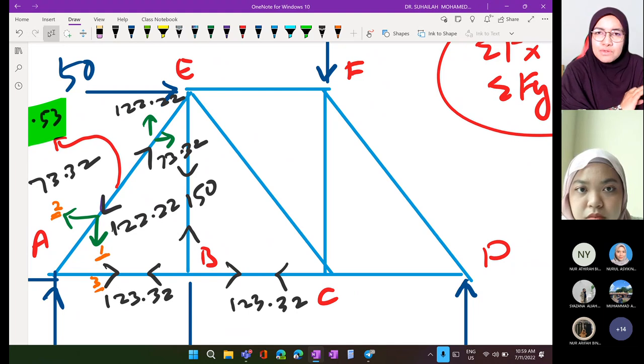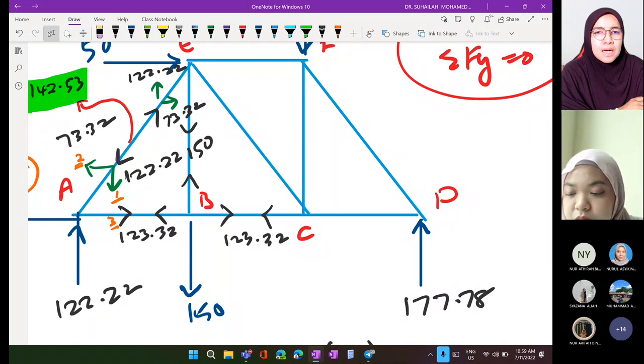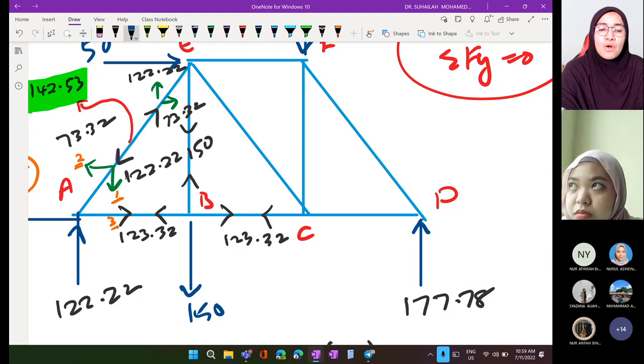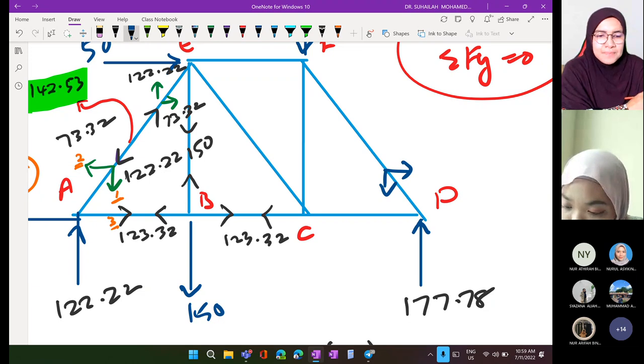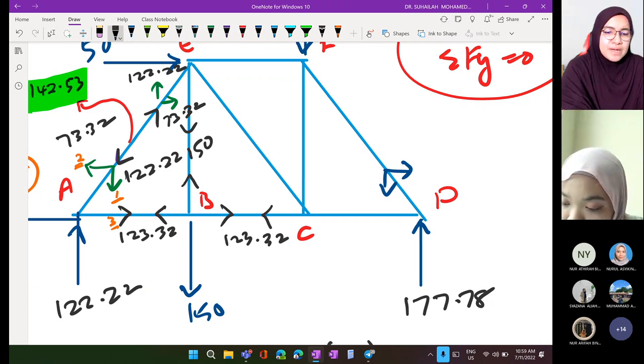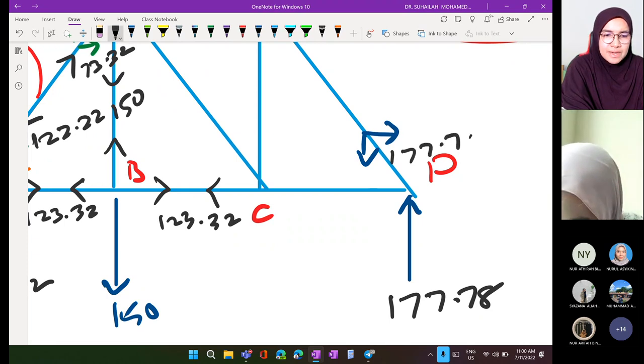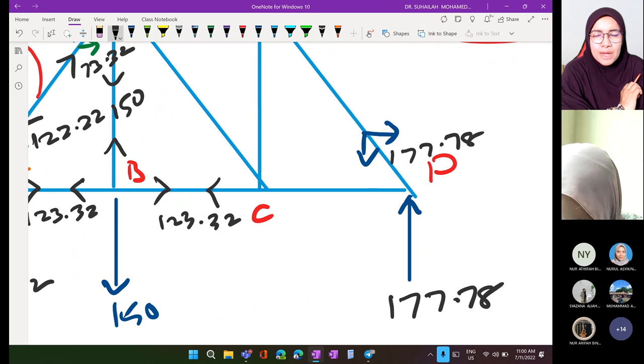Okay, now we move to join D. We move to join D because D sama macam A condition dia. Okay, sama macam A, kita nak balance. So, nak balance ni. Okay, 177.78 going up, going down. Okay, and then complete the vector. So, we get 177.78 for the Y value. 177.78. And again, do interpolation to find x value.